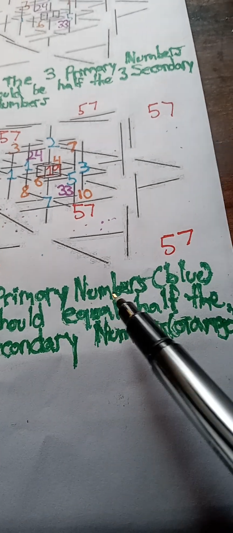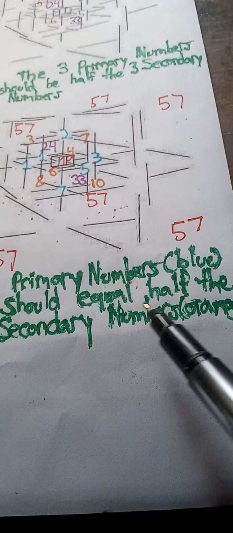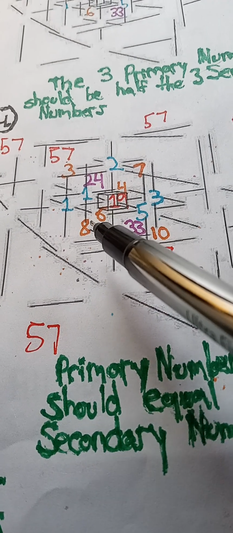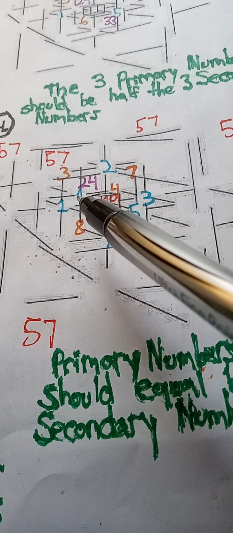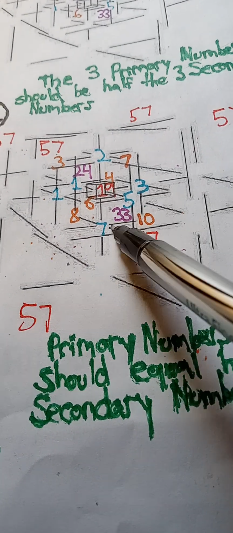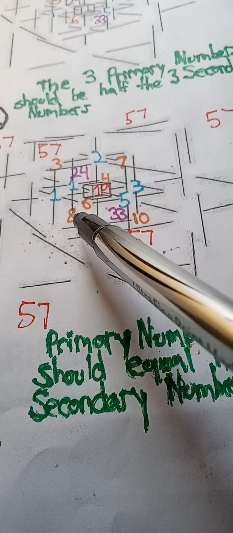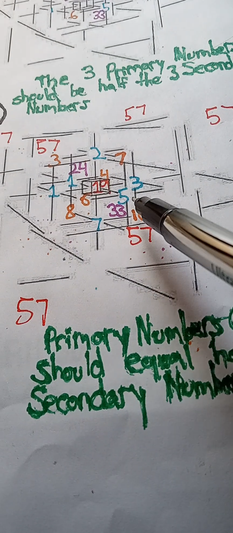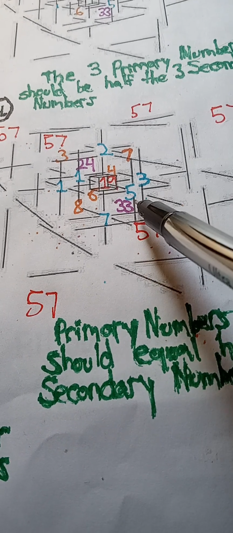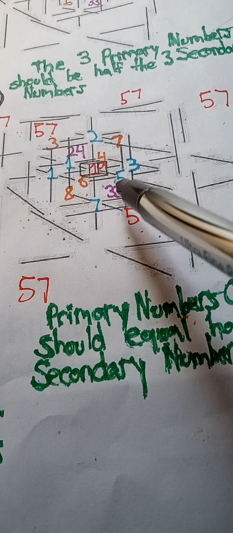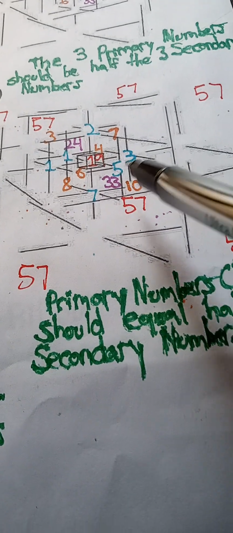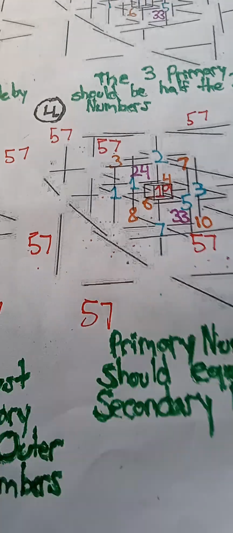Then the primary numbers, blue, should equal half the secondary numbers, orange. So down here again, the blue for 33, blue is 1, 1, 3, and 7, which is 11. And 8, 4, and 10 is 22, which is twice 11. And 11 and 22 added together gives you 33. So that's the inner ghost number at this lower back cubic octrant. Okay.